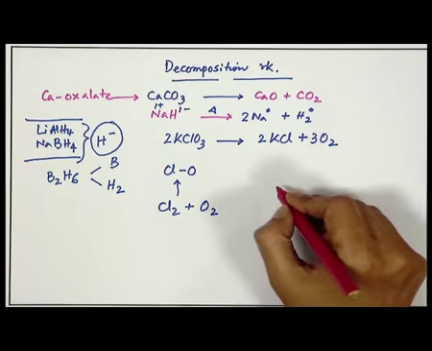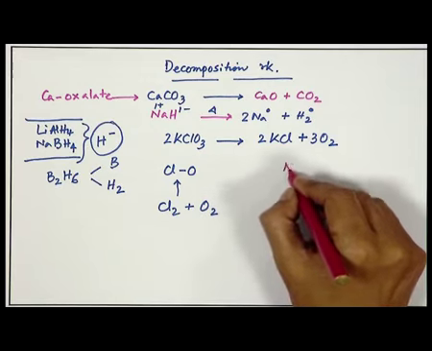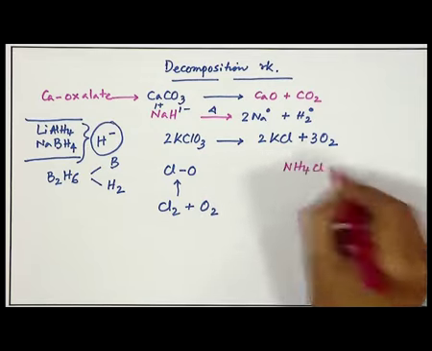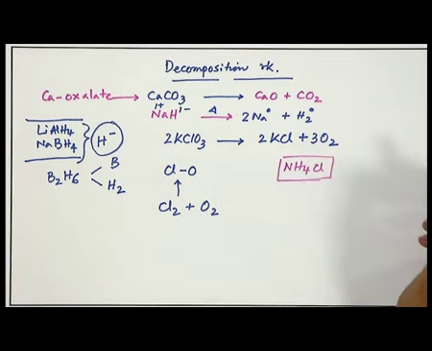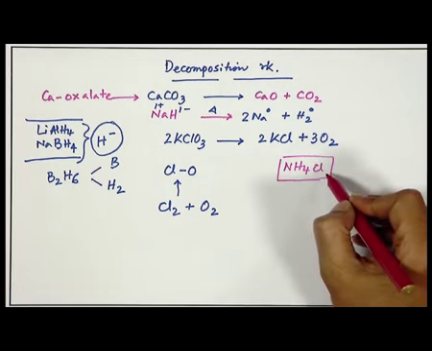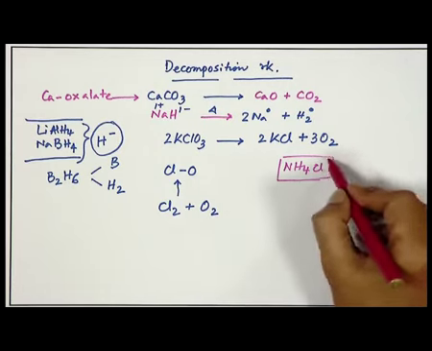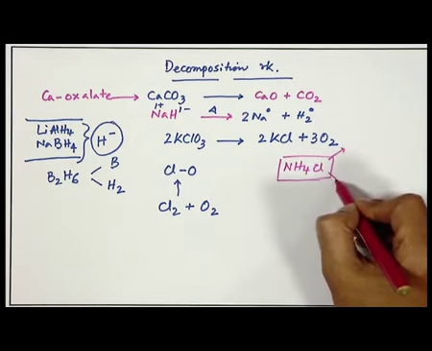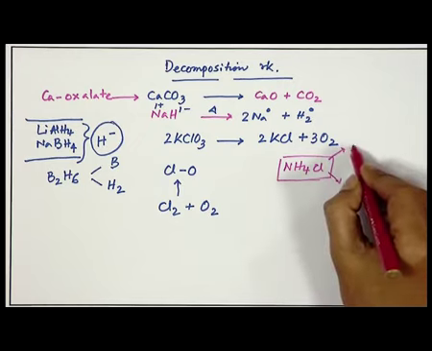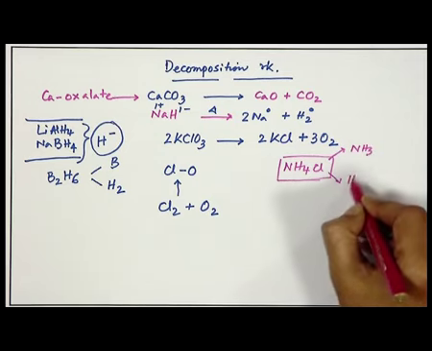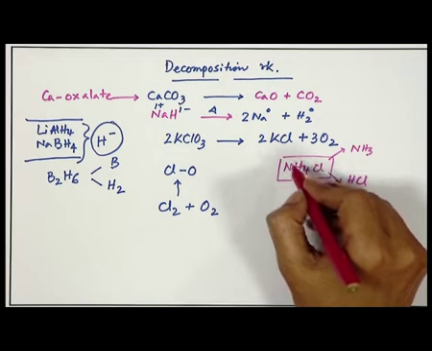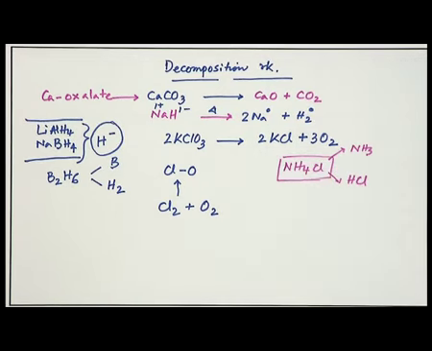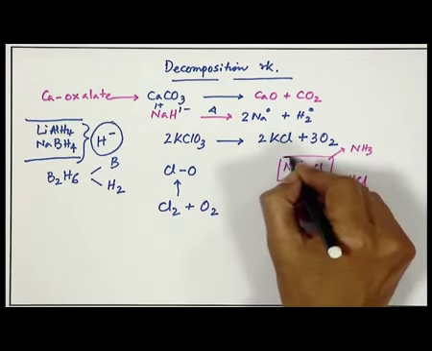So, this particular decomposition reaction is also valid for simple ammonium chloride. We all know that ammonium chloride we can form from ammonia gas and hydrochloric acid or HCl gas also. So, this can be decomposed also into two things, that means NH3 and HCl.